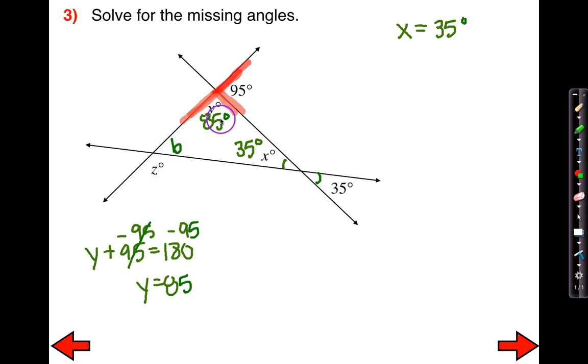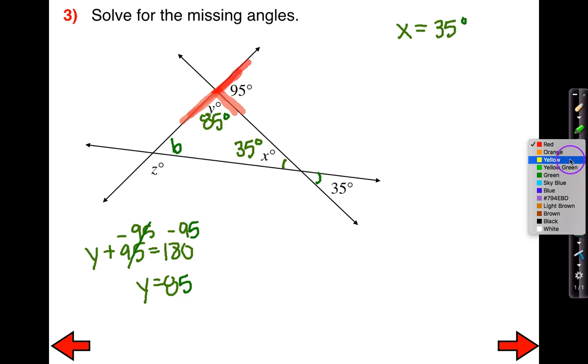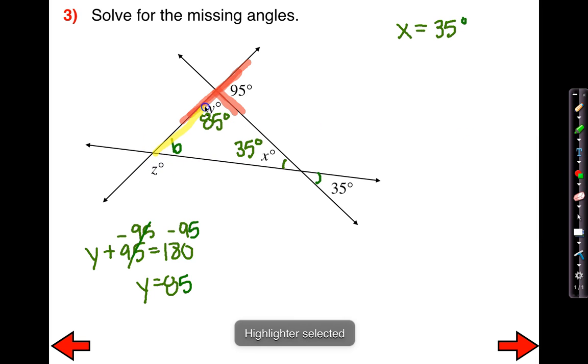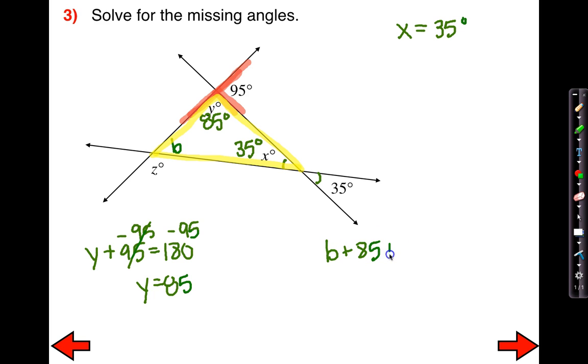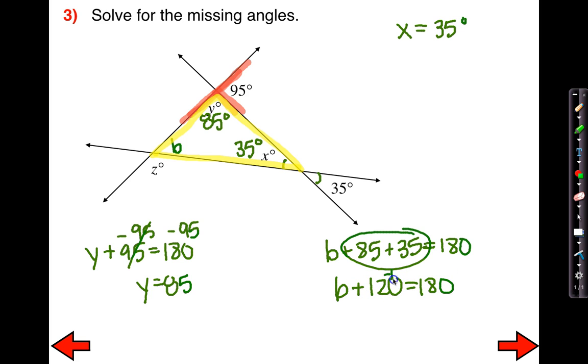So here, I know that this here is a triangle. And once again, all interior angles of a triangle add up to 180 degrees. So I'm going to write b plus 85 plus 35 equals 180 degrees. We're going to combine these together and end up with b plus 120 equals 180. Subtract 120 from both sides, and I'm left with b equals 60 degrees. So let's just make this b look like 60.